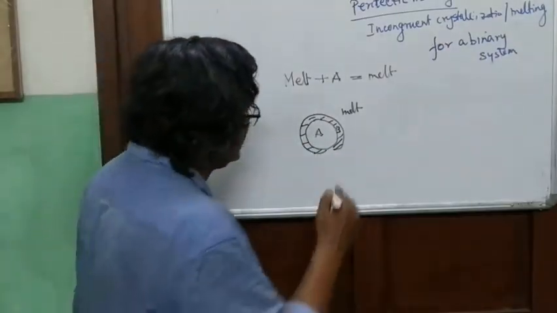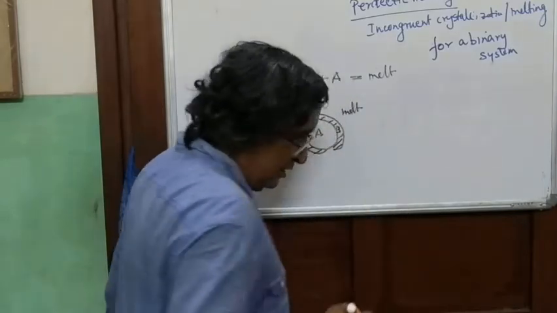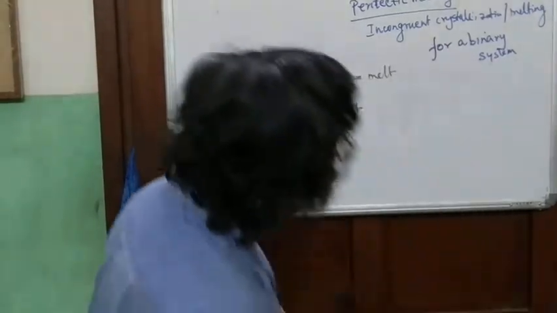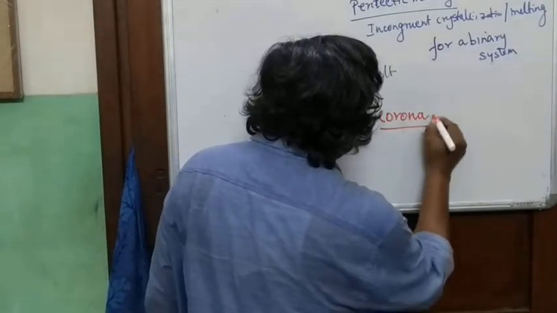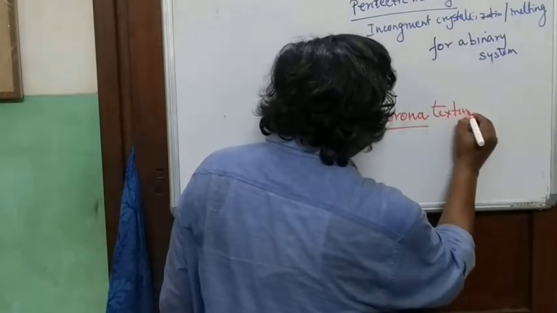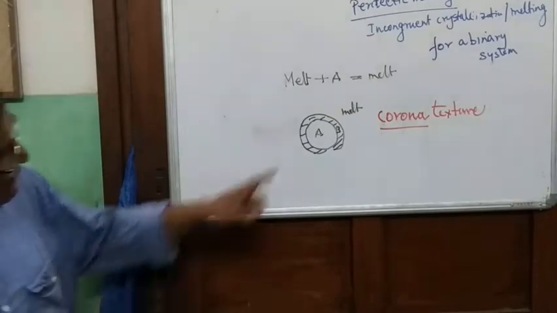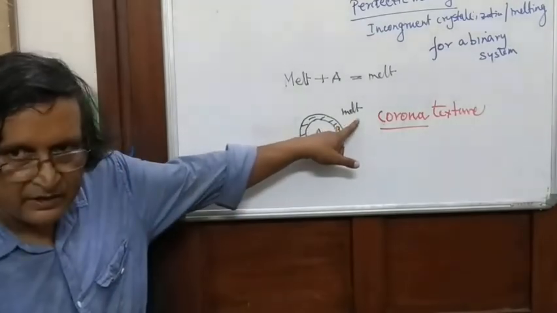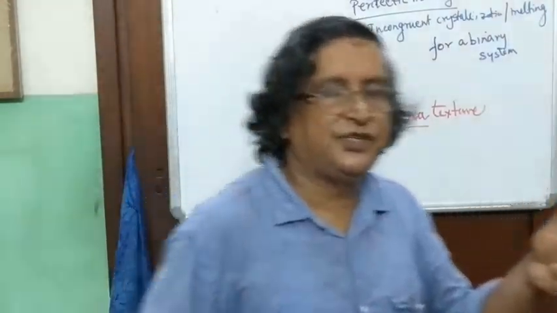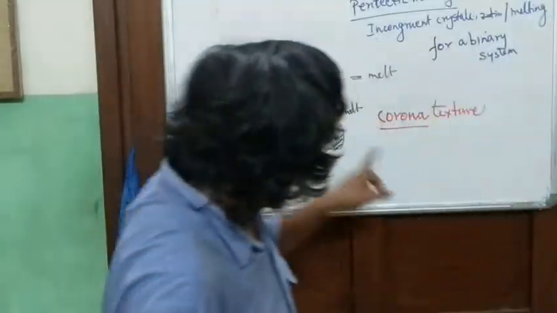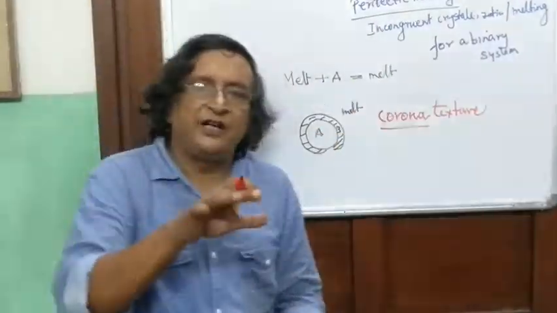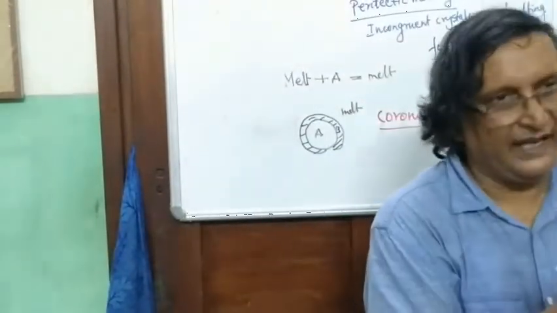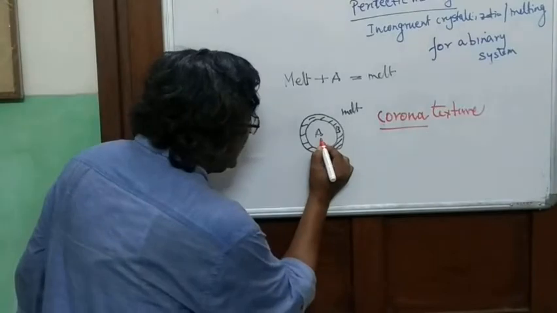This is a very famous texture, and it's called a corona texture. It is where an early formed mineral in equilibrium with the melt develops a reaction relationship and produces a new mineral, which is B. So A plus melt forms B, but B occurs mantling the A.